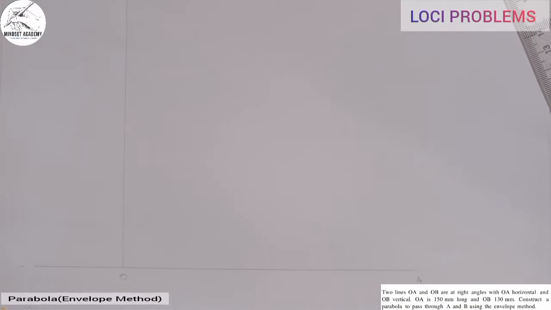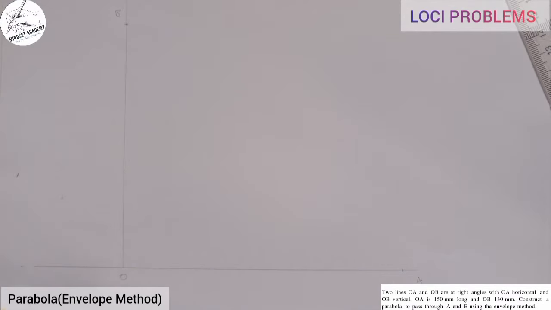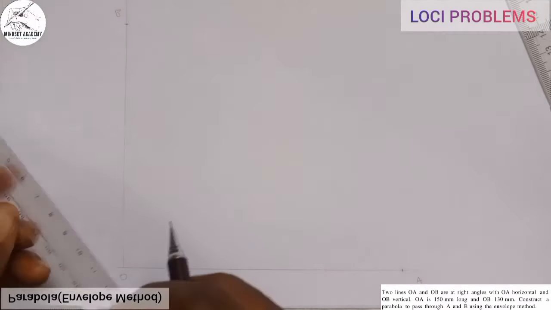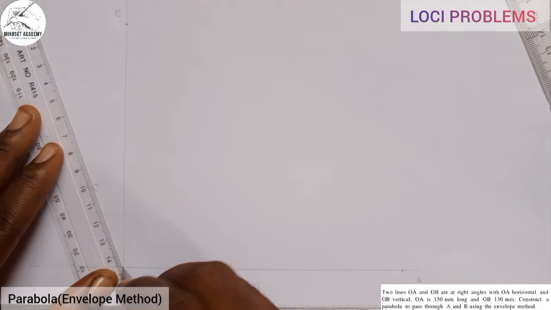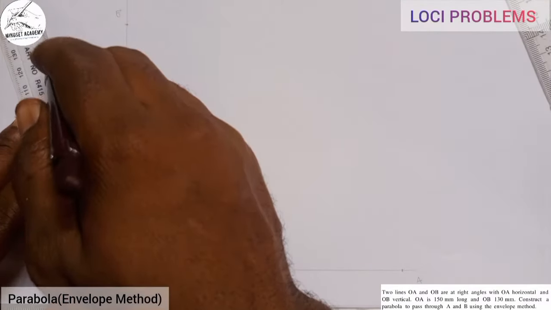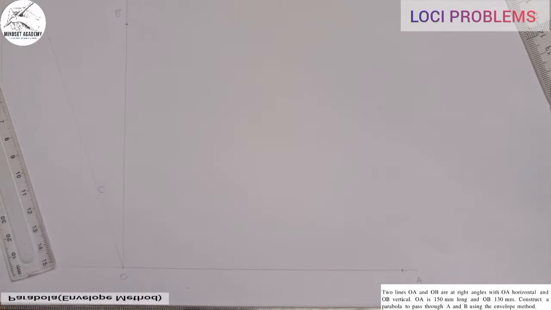For you to use the envelope method, the number of spaces you divide OA into must be the same as the number you divide OB into. If I decide to divide here into 8, I must divide here also into 8. So I can use my line division method. I'll just draw my division line here to be easier, and I'll mark 8 on that line.